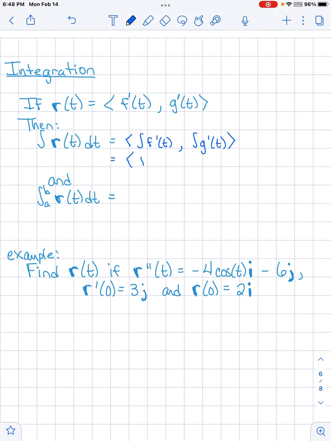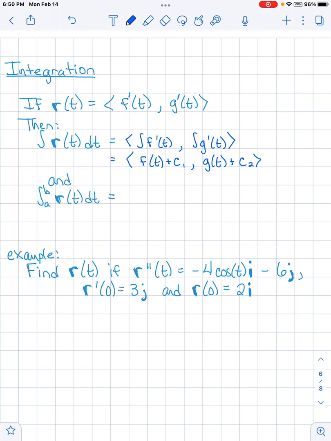And when we do that, we end up with f of t plus some constant and g of t plus a different constant. So that part is really important to remember. When we find the antiderivative of each part, they each have their own constant of integration there.